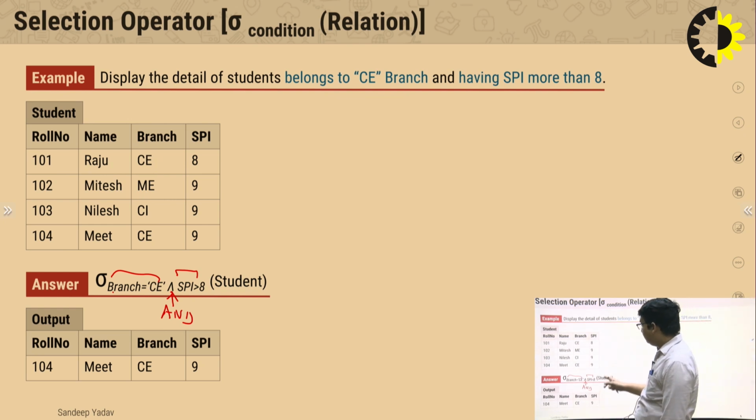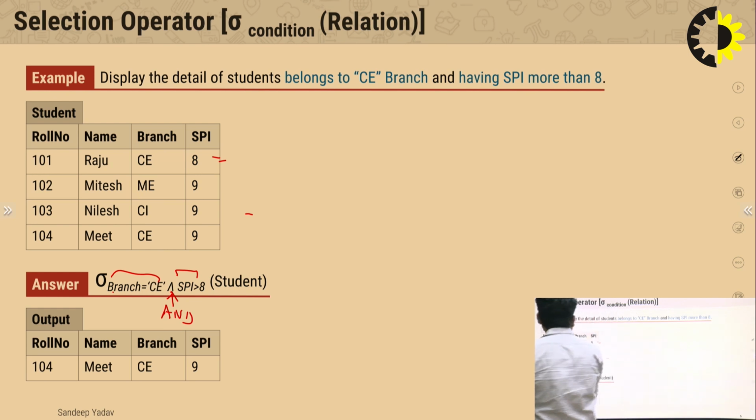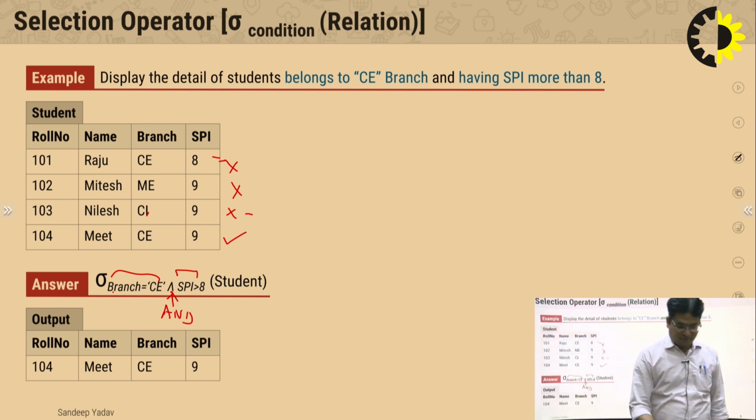Since we have to satisfy both conditions, the first row will be eliminated in the result. This row will be eliminated, this will be eliminated, this will be eliminated. These do not belong to CE branch, so they are eliminated. This one belongs to CE, but does not meet the condition, as SPI is 8. So the only answer left is this one. The desired answer will be 104, Meet, CE, and SPI is 9. This is how we shall obtain the result.